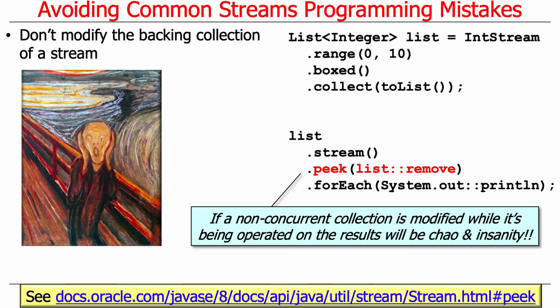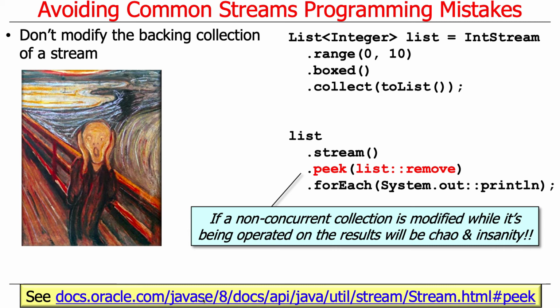OK, so far, so good. Now we're going to take that list of integers. We're going to create a stream of integers, and we're going to call the peek operation. And peek is an operation that's really intended to be used for debugging purposes. It basically takes a stream element, and you can do something to it. Typically, what you do is you print it, or you look at it to see what its value is. But in this case, just to cause trouble, we're going to pass in the remove method. So when we peek at the element, it's going to go ahead and remove that element from the underlying list. And not surprisingly, this is going to cause chaos and insanity, because we're removing from the list that we're trying to stream over. And that is going to cause a lot of problems.